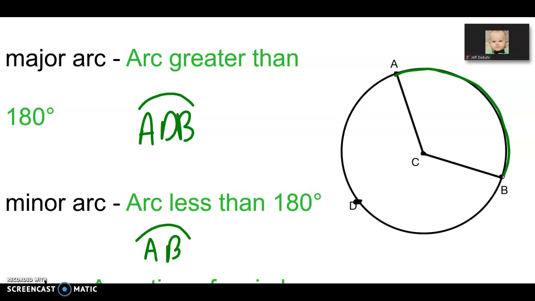If you want to go the long way around the circle, we have to make it a major arc, requiring us to give three letters, telling us to go from A to B, but you need to go through D. So major arcs and minor arcs simply tell us which way to go to connect the two points.